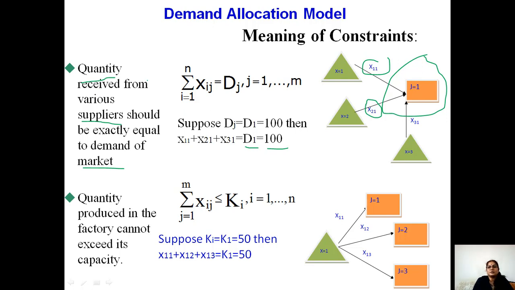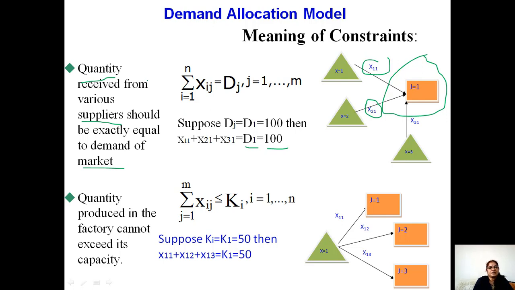This is the meaning of the constraint. It holds good for all the markets, so that's why j is equal to 1, 2 and so on up to M. Now Dj is the demand of a particular warehouse, and we sum up all the quantities supplied from different plants, i equal to 1 to N, where N stands for plants. All the quantities shipped, when added up, should be equal to the demand of the destination. Graphically it is shown here.